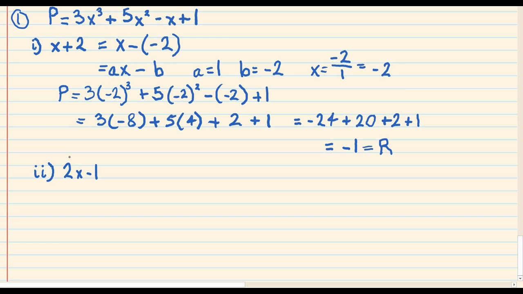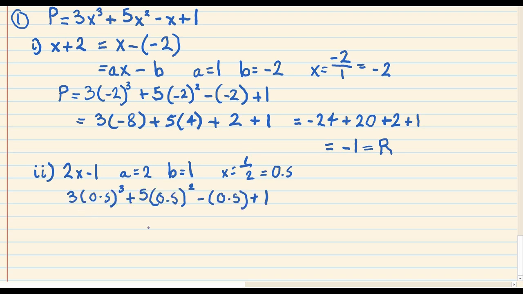For the next example, what is the remainder when you divide p by 2x minus 1? First, you need to arrange in terms of ax minus b. Looking at the expression, it's already in that form, so you can take a and b just straight off. Then you calculate your x as b over a, which gives you half or 0.5. Again, you just substitute this into p, which gives you 17 over 8 or 2.125, and that's the remainder.